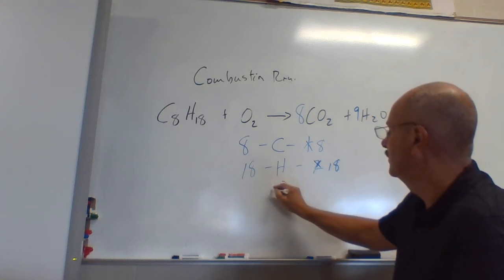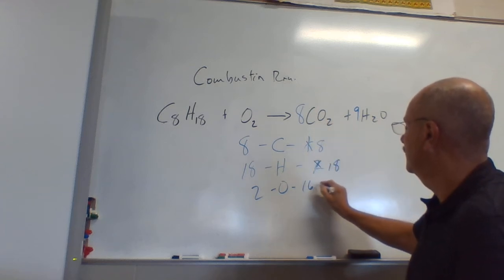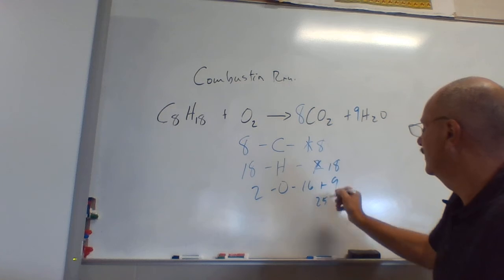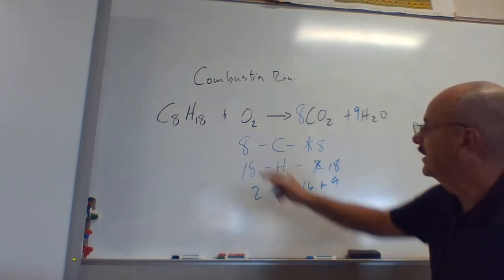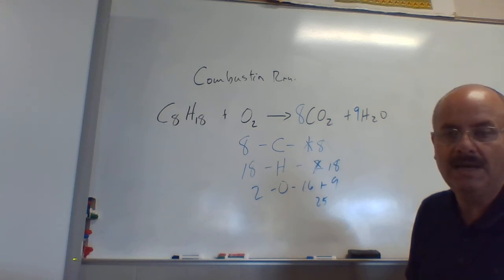Now I get to my oxygens. On this side I have 2. On the other side I have 8 times 2, that's 16, plus 9 times 1, that's 9. Add those two together, that's 25. Can I get this over here to ever become 25? Nope, it's never going to happen.